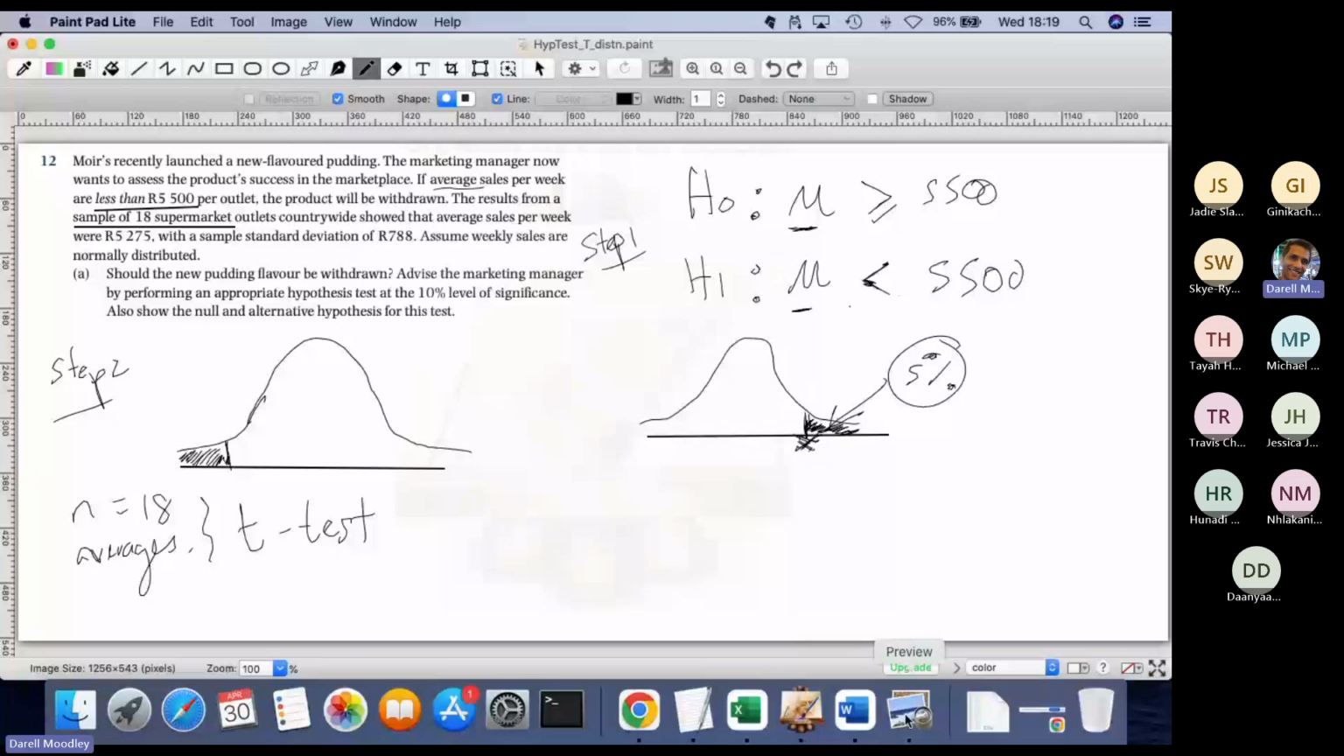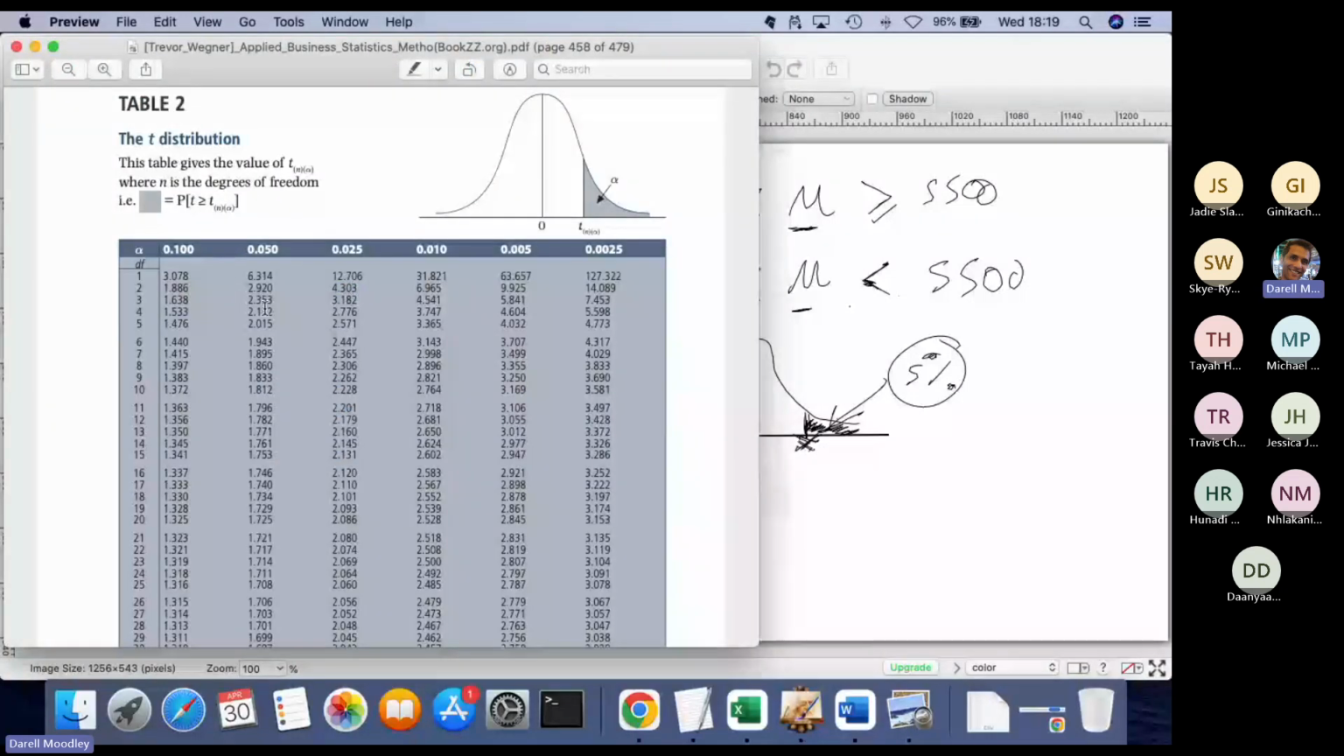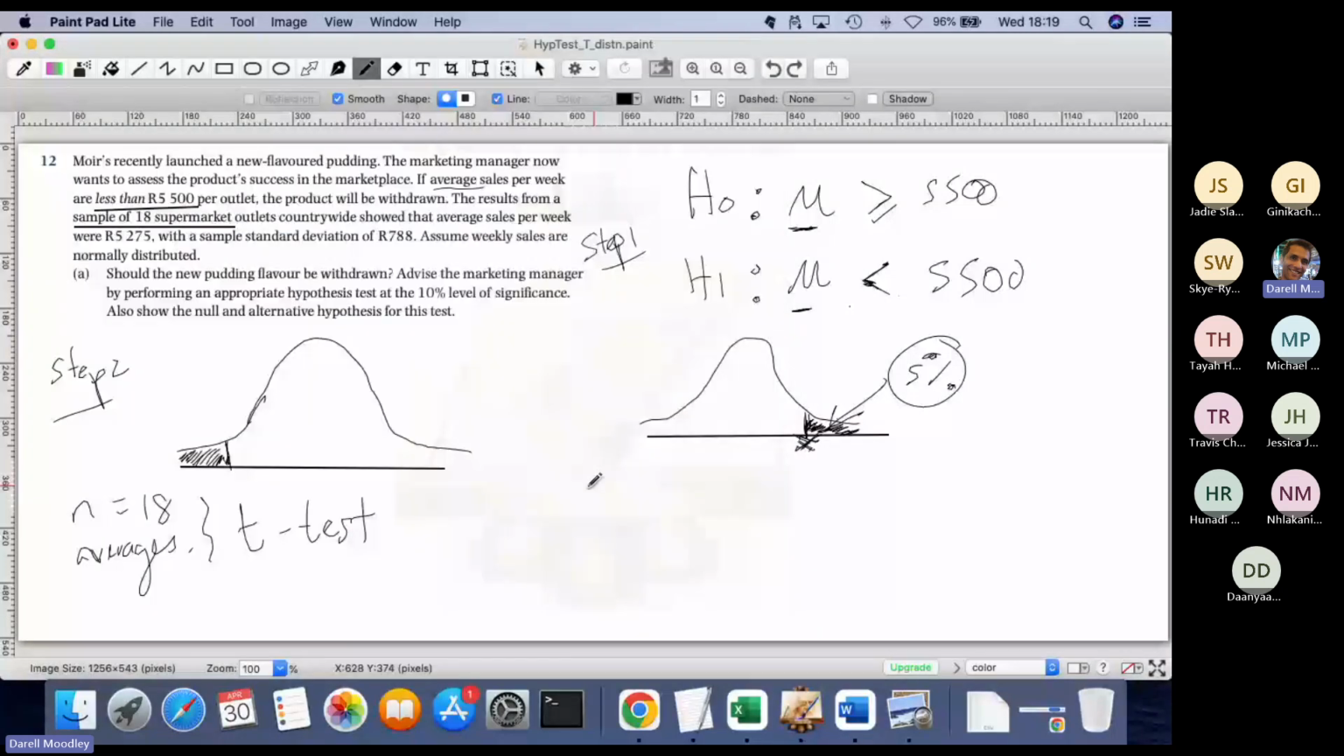Now, how you know which row to use is by using something called degrees of freedom. And the degrees of freedom, nothing complicated, which we just denote as df, is simply your sample size minus 1. Our sample size is 18, so your n is 18, and 18 minus 1 is 17. In other words, your degrees of freedom is 17.